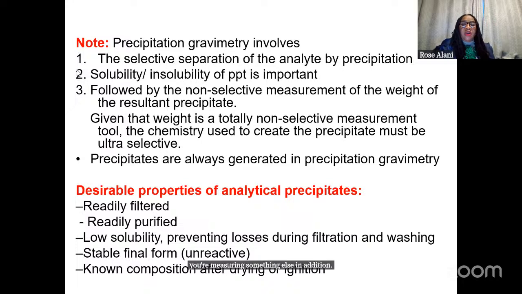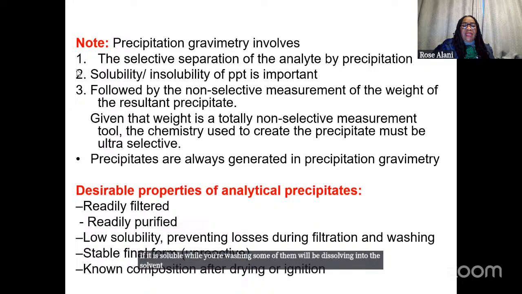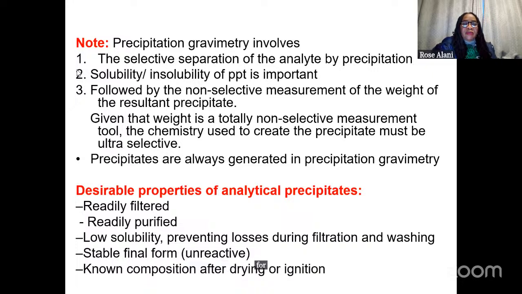It has to be of low solubility, preventing losses during filtration and washing. If it is soluble, while you're washing, some of it will be dissolving into the solvent. So it has to be of very low solubility. It has to be in a very stable final form, unreactive. It doesn't have to react with anything so that it will not form something else. And then known composition after drying or ignition. These are the desirable properties of analytical precipitates.